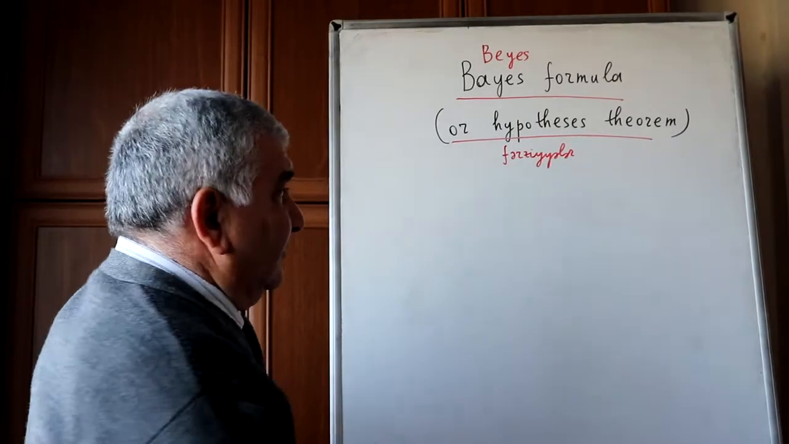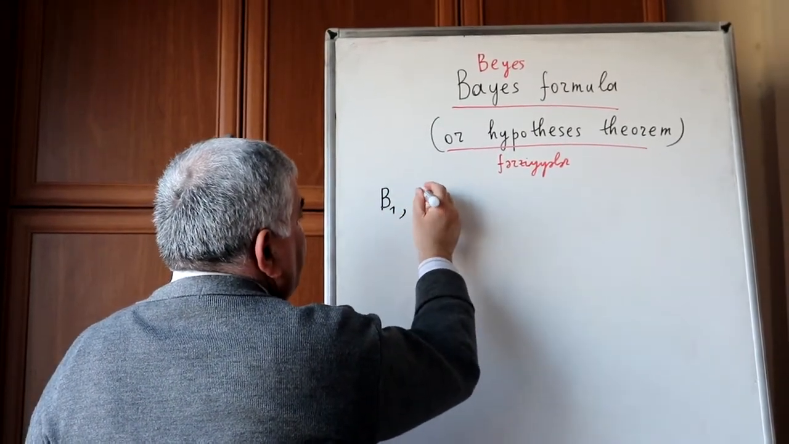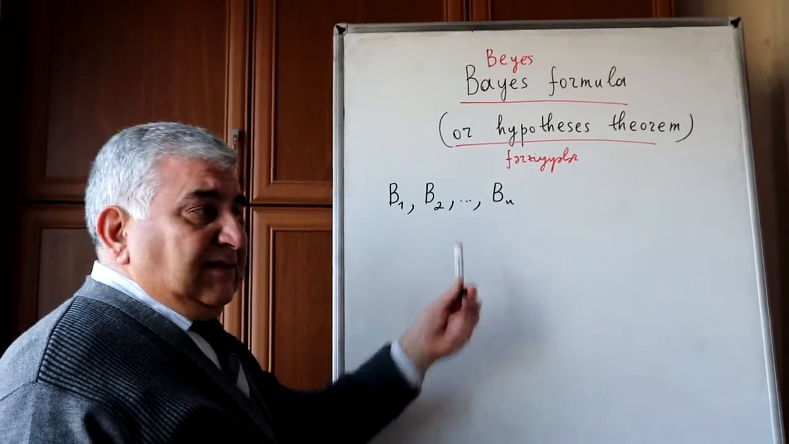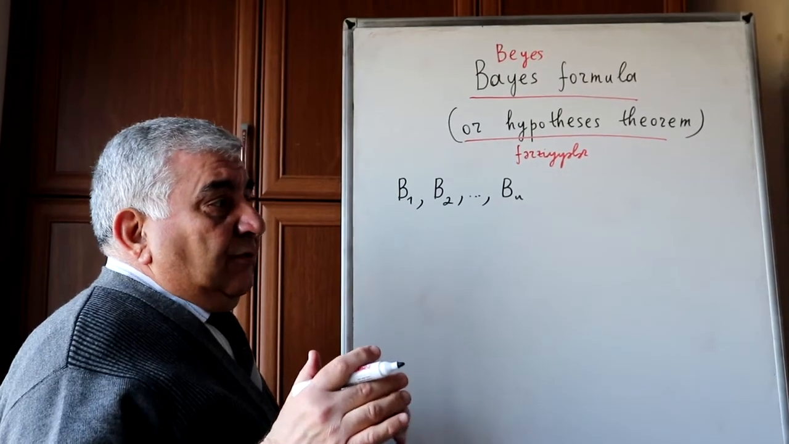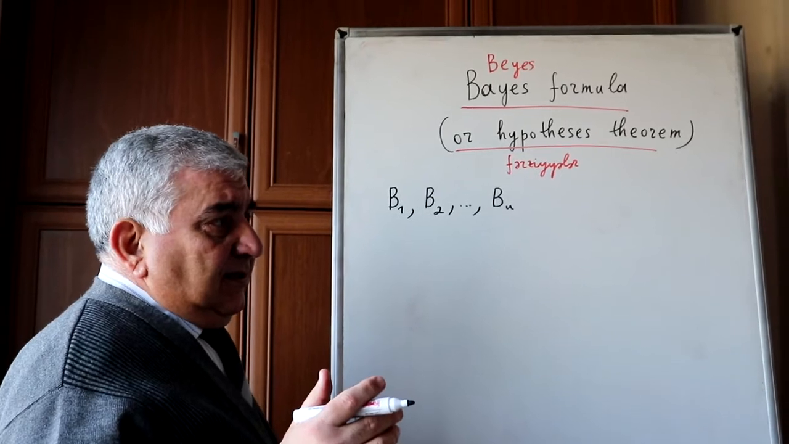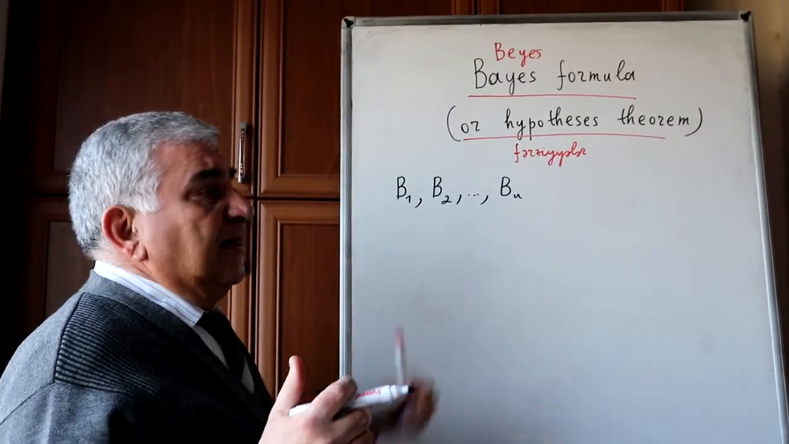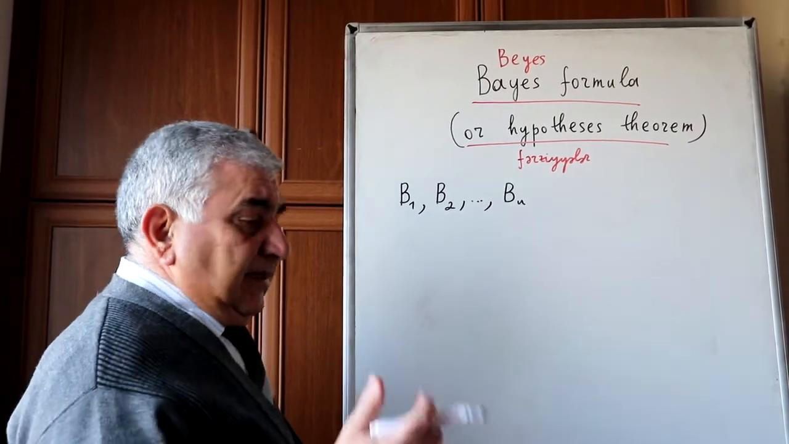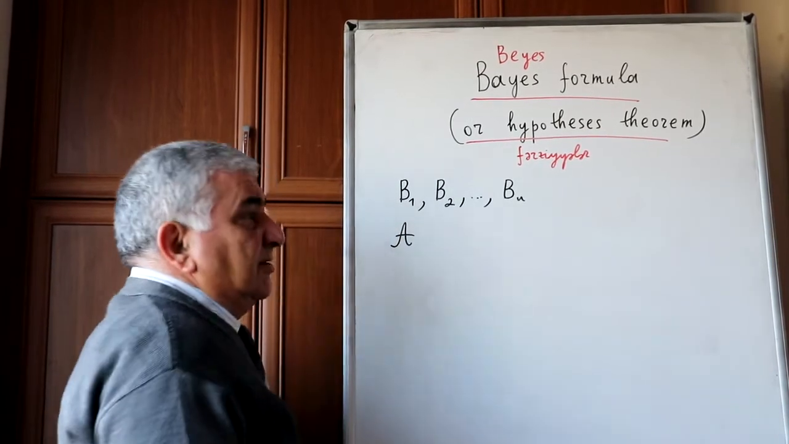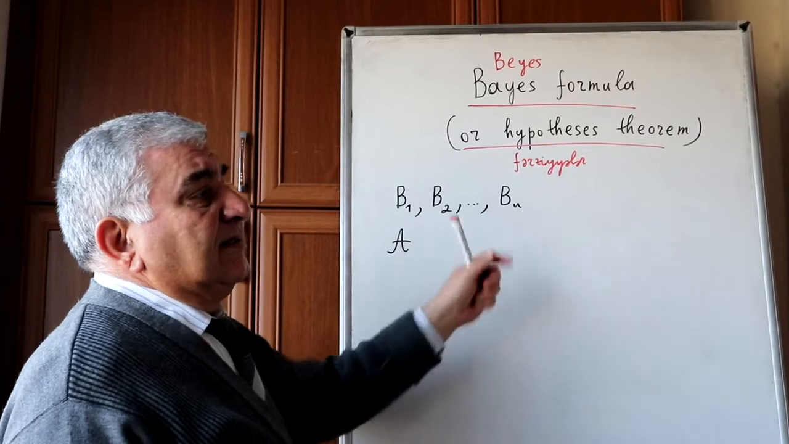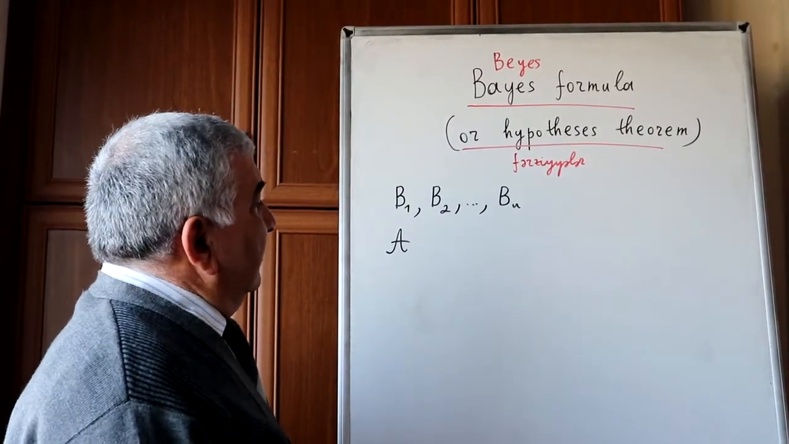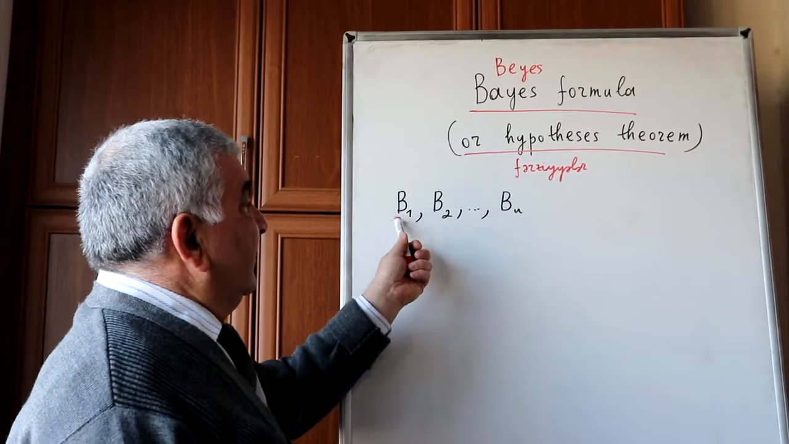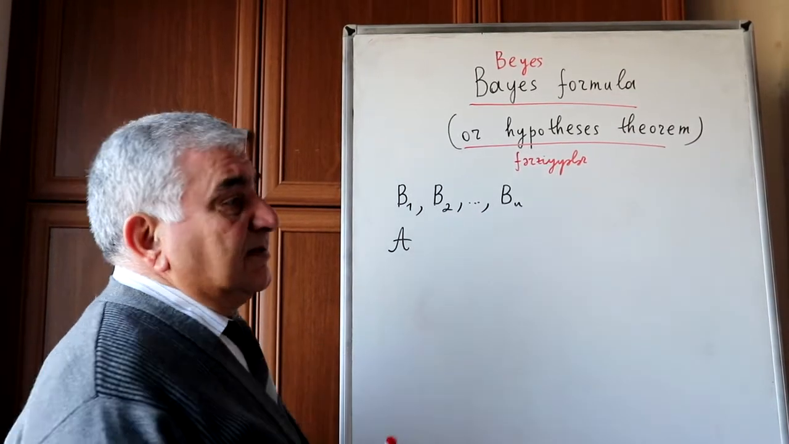Let the events B1, B2, etc., Bn be given. And let these events form the complete group of incompatible events. Complete group means that only one of the events can be realized. These events are incompatible events. And let us have the event A, which can be realized only with one of these events B1, B2, etc., B sub n. It means the event A depends on each event B1, B2, etc., B sub n.